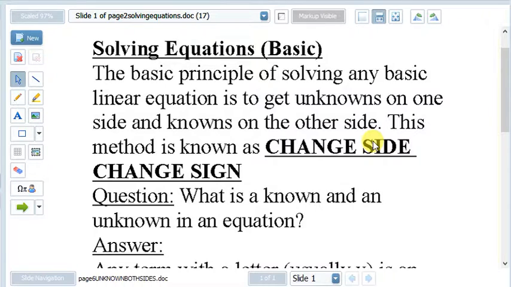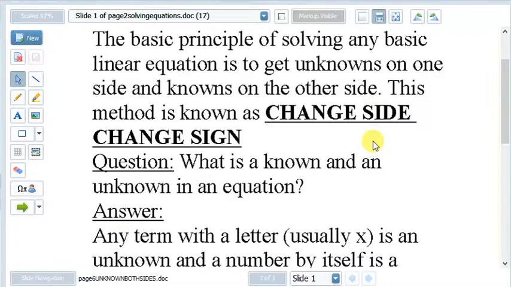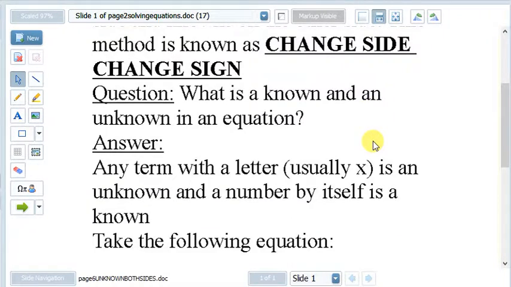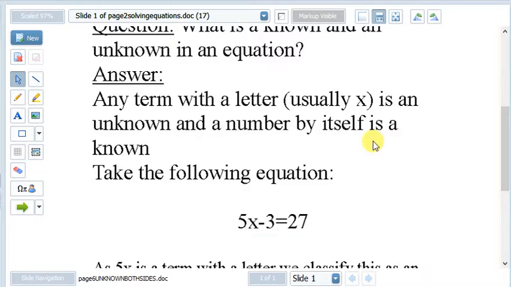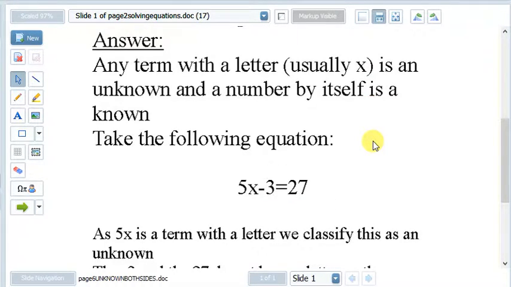Okay, so an unknown and a known. So what is a known and an unknown in an equation? Any term with a letter, usually an x, is an unknown, and a number by itself is a known. So take the following example: 5x minus 3 equals 27. Any term with a letter is an unknown and a number by itself is a known.